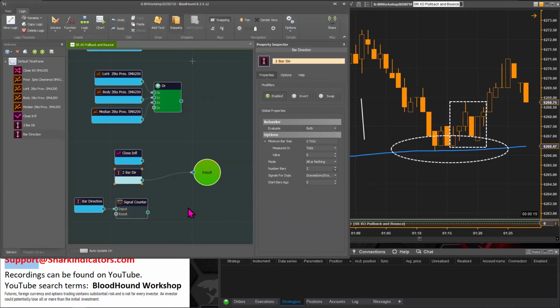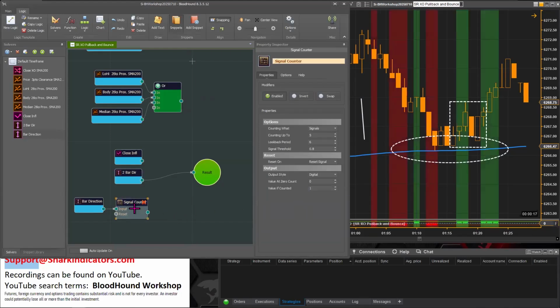Let me put that down, and let's see here. I'm going to knock this down to 3, and then I'll knock the look back period down to 4. So this will be 3 of 4 signals. Actually, I'll just call it 3 of 4 bars. Something like that.